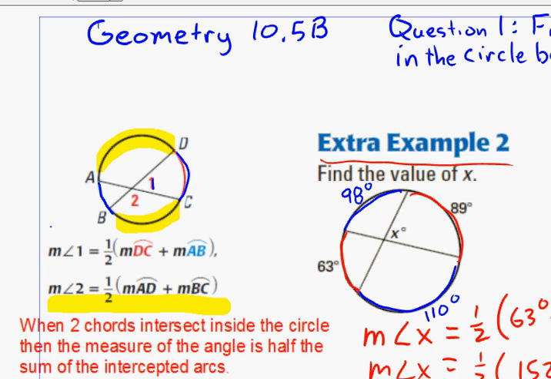So now we have question 1. Find the measure of angle y in the circle below. I've added arc measure 98 up here on top, and 110 degrees, and I want you to find the measure of angle y. Five, four, three, two, one. Next page.